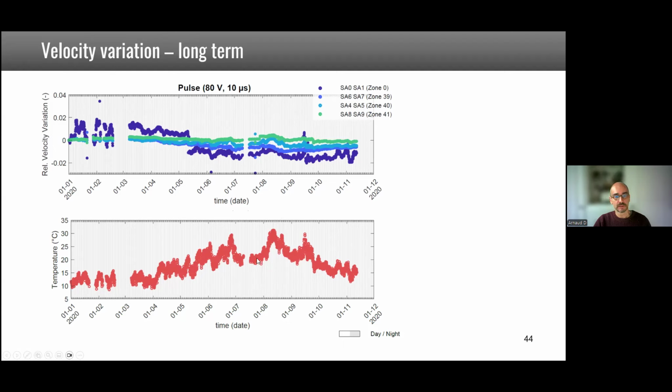But then we see these velocity variations, and you clearly see that they are linked to the temperature variation. So when the temperature increases, the velocity tends to decrease. This is the kind of stuff that we saw in the concrete block. So the trend is similar.